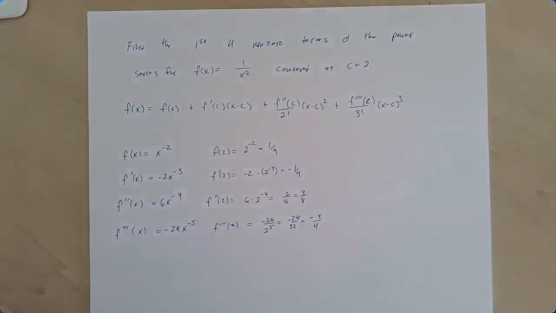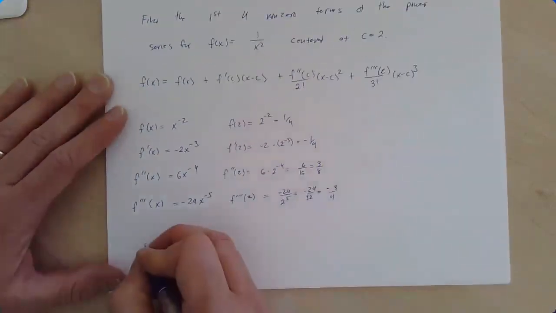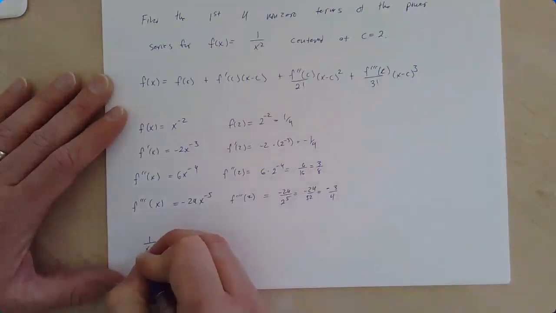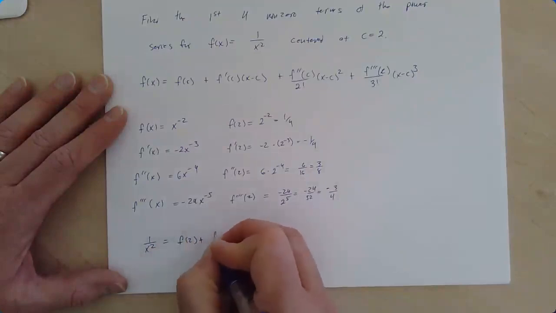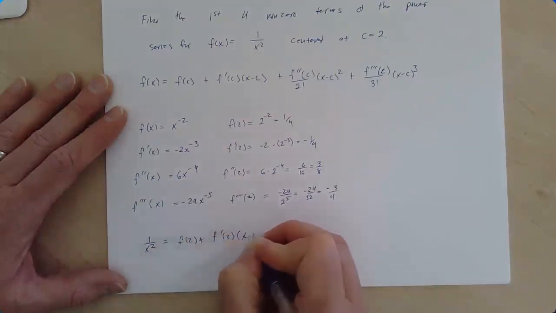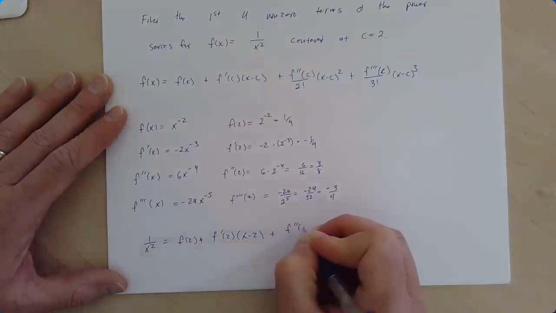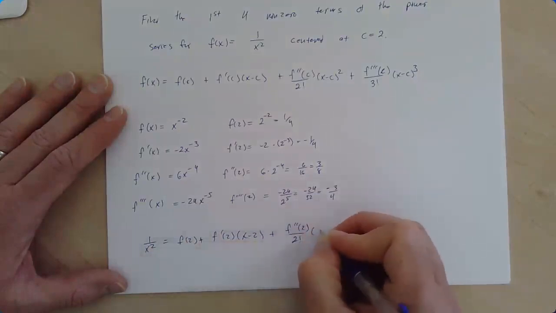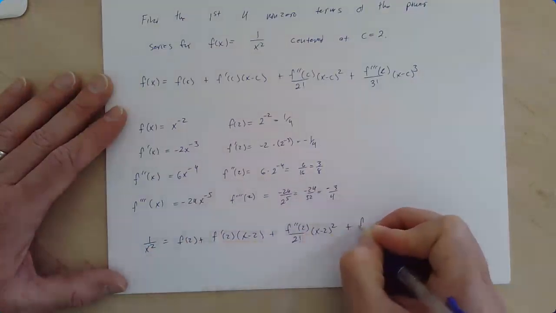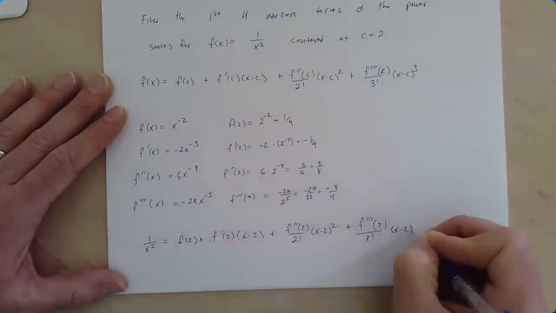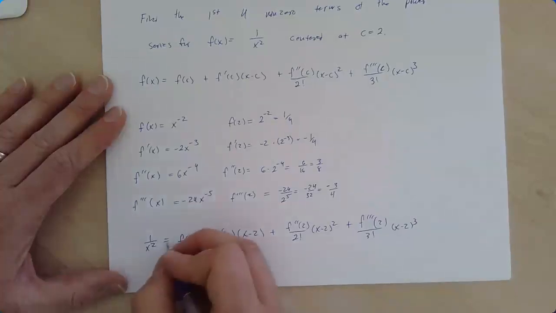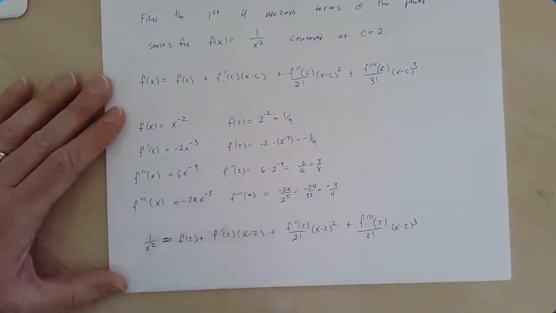And then we could write out the fourth degree, or I should say third degree, Taylor polynomial. So now we're going to get that f of x, our function, 1 over x squared, is equal to f of 2 plus f prime of 2 times x minus 2 plus f double prime of 2 over 2 factorial times x minus 2 squared plus f triple prime of 2 over 3 factorial times x minus 2 to the third. And I should use an approximation here because it's approximately equal to that.